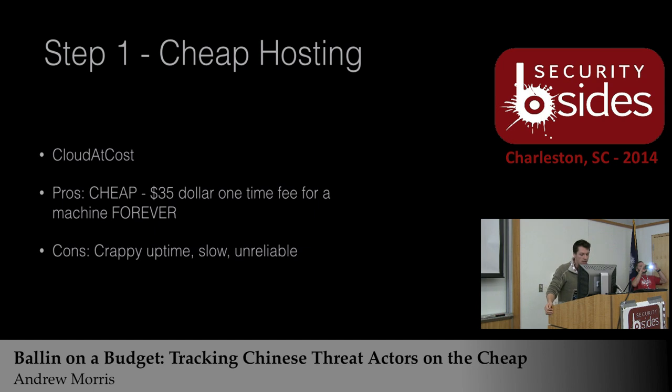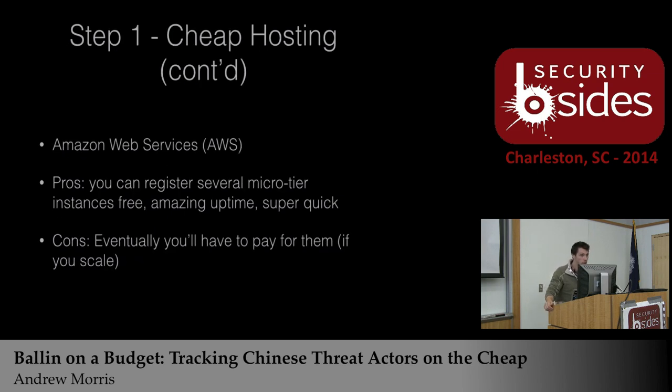The cons are that they do have kind of crappy uptime, and the VPSs themselves are slow and kind of unreliable. There's also another price model where you can pay $1 a month, which might be cool if you're just dipping your toes in the old Ballin on a budget plan. And another thing you can look at is Amazon Web Services, or AWS. They actually have a couple of micro tier instances that anyone can get free. So you can get very, very weak, but effective VPSs or servers that sit on the internet and you don't have to pay anything.